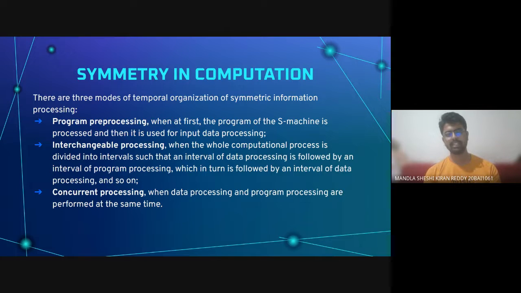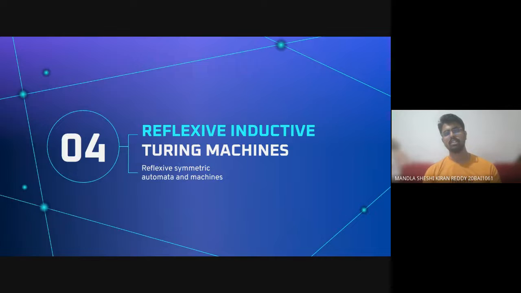The next one is interchangeable processing. In this process there is an alternating method: first the data is processed, next the program is processed, next the data is processed, next the program is processed. It occurs at regular intervals, alternately. Next, the concurrent processing. In concurrent processing, both the data processing and the program processing occur at the very same time.